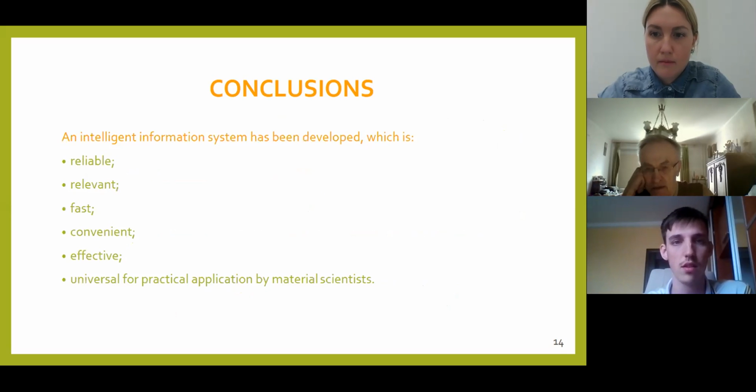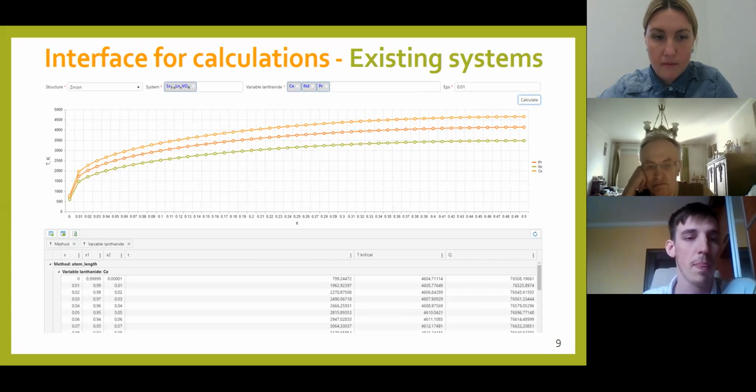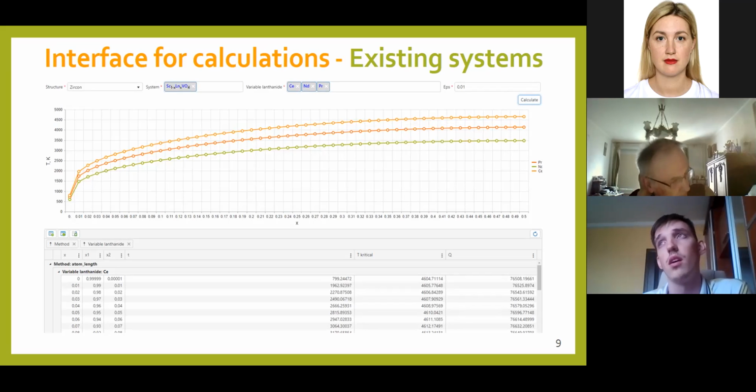I want to change the slide. For example, this. You can open the page in your web browser, choose the structure, the system, what you want, variable lambda and epsilon. And after this, only click the button calculate, and you will have the results in a table and a graphic. And it's very fast: before, you spent months, and it was very expensive; now a few minutes.